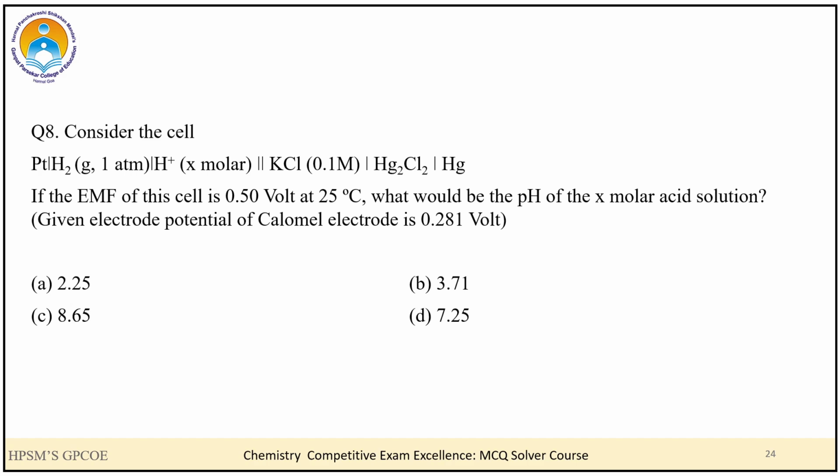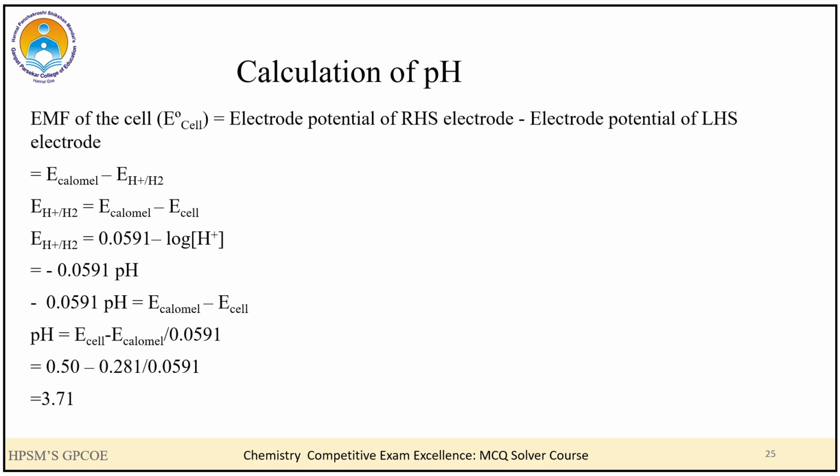This problem is based on calculation of pH. The EMF of the cell is given as the electrode potential of the right hand side electrode minus the electrode potential of the left hand side electrode. In this case, the right hand side will be the calomel and the left hand side will be the hydrogen electrode. If we substitute the values, we get E for hydrogen as equal to E of calomel minus E of cell.